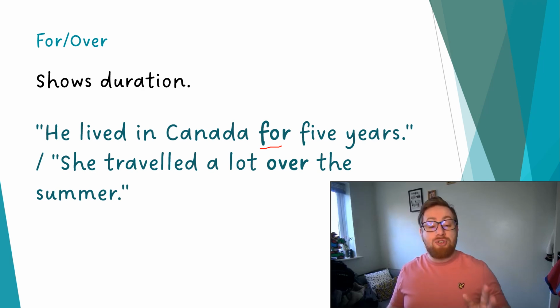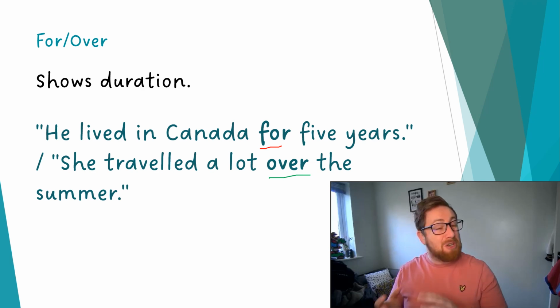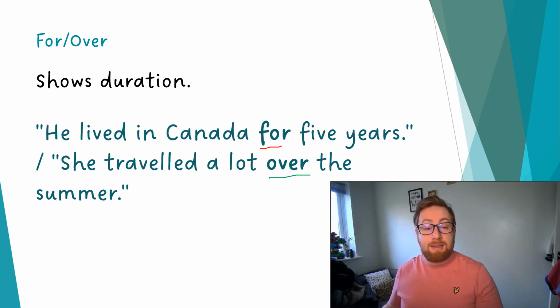We could say she travelled a lot over the summer. And we can swap these round. He lived in Canada over 5 years. However, this is less common. We would often use for. And we could also say she travelled a lot for the summer. However, once again, this is a bit peculiar in English. I would say using over the summer, for 5 years. This is just smoother.